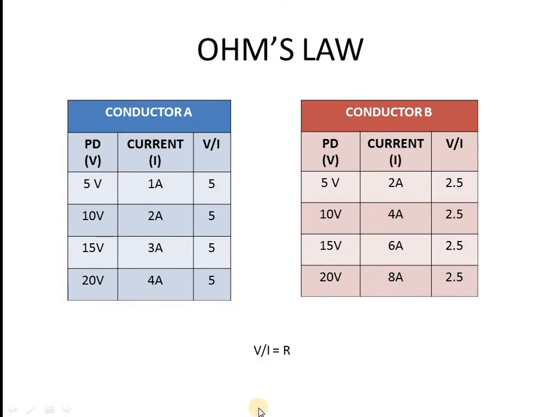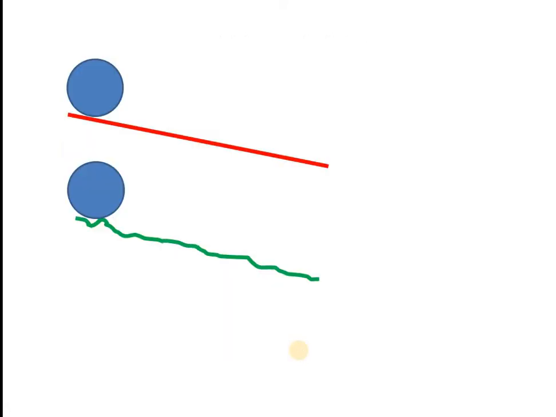So this V by I is equal to constant R, which we have already discussed in Ohm's law, and this R or hindrance is known as resistance, and it is a characteristic property of a conductor. This can be simply explained by this activity.